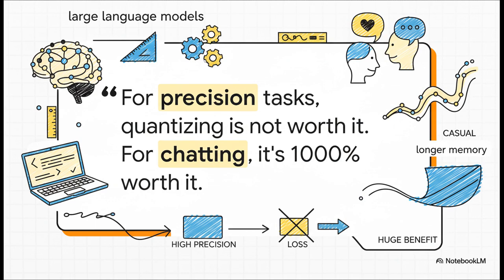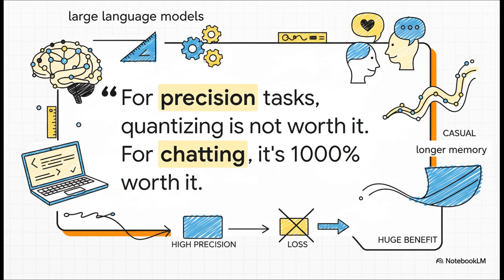A user, u/gl-ai, said, "In my experience, if you're coding or doing something that requires precision, quantizing the cache is definitely not worth it. If you're just chatting, it's 1,000% worth it." And that's it, right there. If you're doing something creative, having a casual conversation, that tiny loss in precision doesn't matter at all, and having that extra memory is amazing.